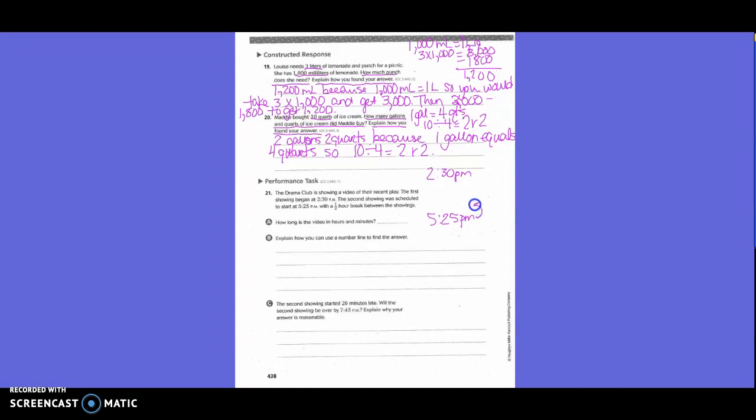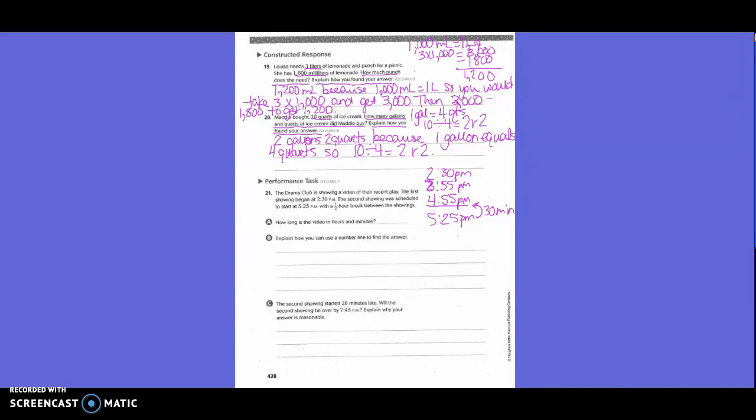So I know I'm going to have to go back this way 30 minutes. So that would get me 4:55 p.m. Then I need to figure out how much time there is between 2:30 and 4:55 p.m. So I know to get me from here to here, minutes-wise, well, technically what I could do here is I could go to 3 or 2:55 p.m. But this is my end time.